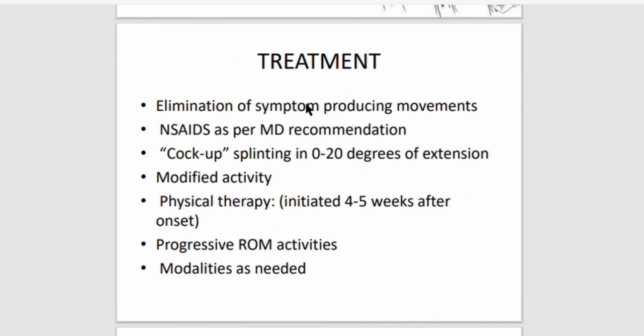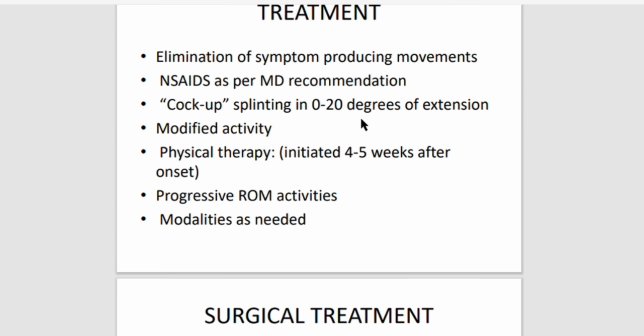from CTS or not. The treatment of carpal tunnel syndrome includes eliminating the factors which cause that pain. NSAIDs, the non-steroidal anti-inflammatory drugs, are prescribed as per recommendation, and a cock-up splint in 0 to 20 degrees of extension, and then modified activity is also prescribed. Moreover, physical therapy is initiated 4 to 5 weeks after the onset of CTS. Progressive ROM activities, moreover, modalities are also prescribed if needed.